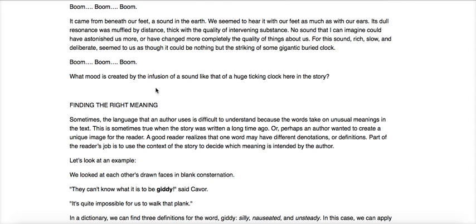What mood is created by the infusion of a sound like that of a huge ticking clock here in the story? Let's think. What mood could be created? Do you think they would be happy about that? They might be surprised. It might make them anxious or nervous.